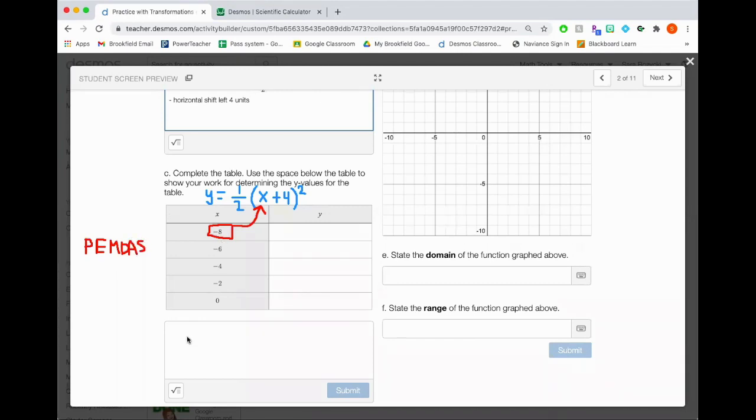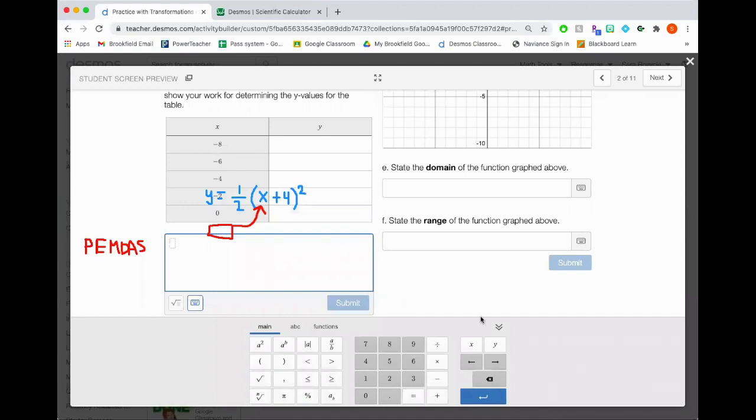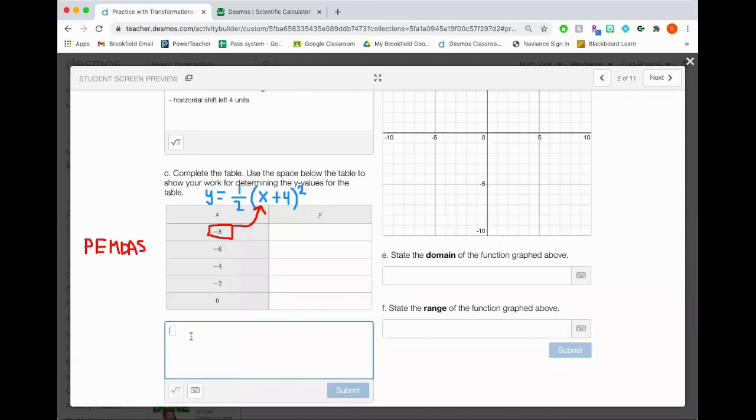So first thing I'm going to sub in is -8 for x. Use this type math feature here. So click on that. And I don't need the keyboard here. So I'm going to have y equals 1/2 parentheses, instead of x, I'm having -8 plus 4 squared. PEMDAS tells me to do parentheses first. So -8 plus 4 is -4. So 1/2, don't drop your parentheses, -4 squared. Then PEMDAS tells me to do exponents, so -4 in parentheses squared.